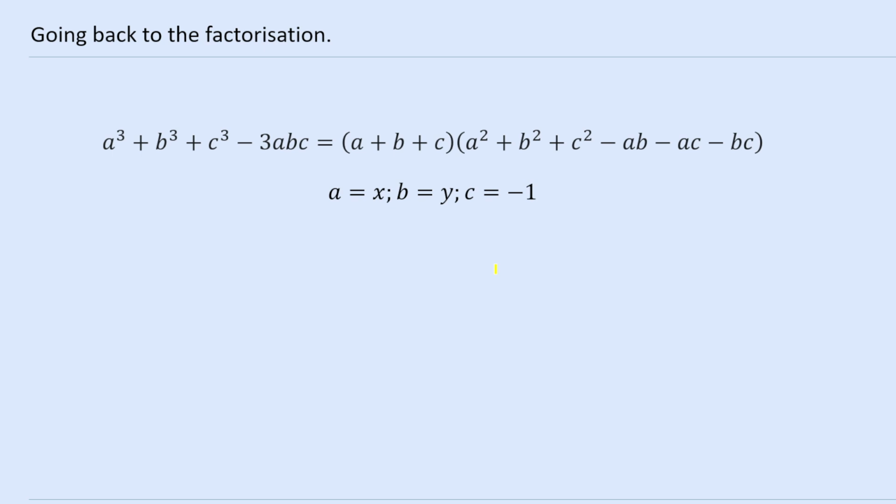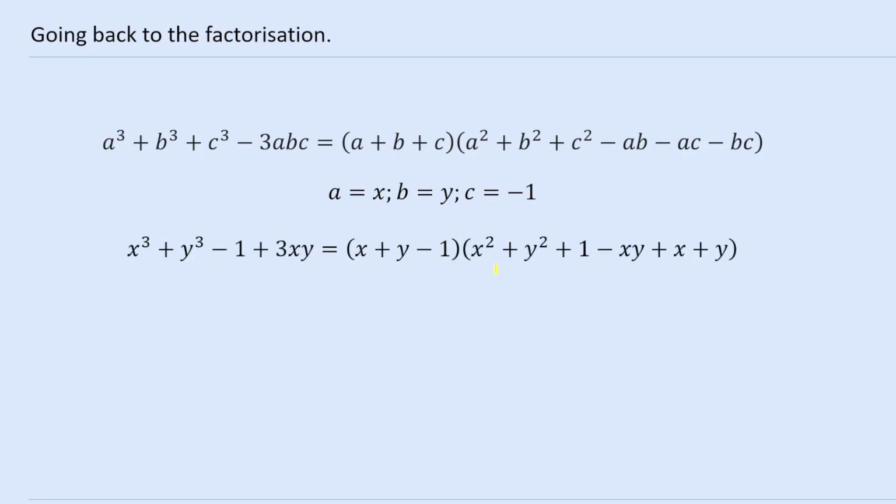But going back to this factorization that we looked at earlier, there is another way which is very interesting, which is without doing the polynomial division. If we just use this substitution, a is x, b is y, c is minus 1, and we pop them in, what we end up with is x cubed plus y cubed minus 1 plus 3xy. So we're looking for this to be 0. So on the one hand, we've got this term x plus y minus 1, which we've already looked at, which is 0 when x plus y is 1. And then we've got this term multiplied by it.